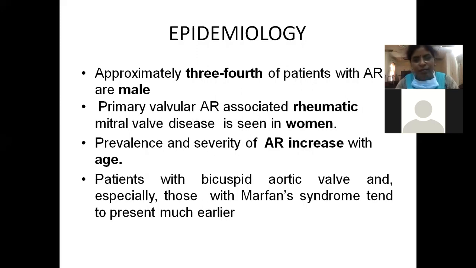At the same time, the incidence, prevalence, and severity of aortic regurgitation increase as age progresses. That's the one thing we have to remember. And the other one: if the patient presents with a bicuspid valve or other connective tissue diseases like Marfan's, they present very early compared to the late age. So rheumatic, congenital bicuspid valve, connective tissue diseases, in these cases, they present early rather than at a later age.